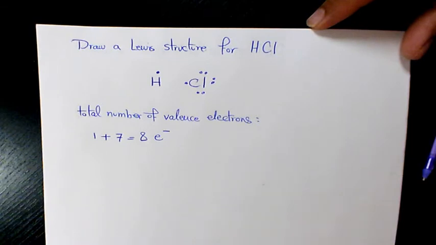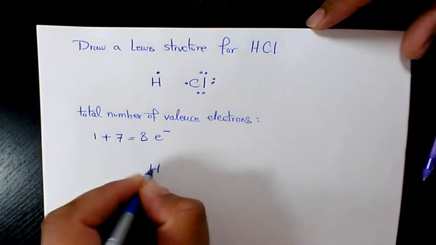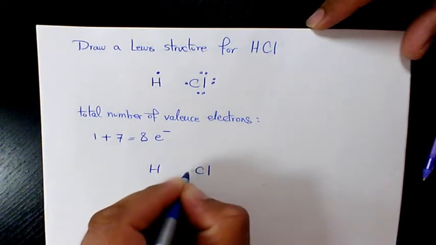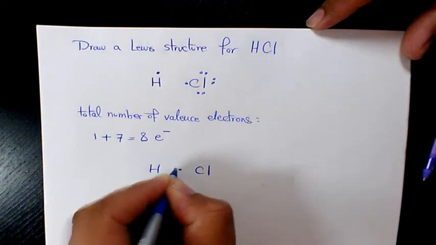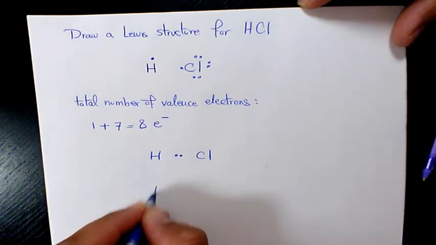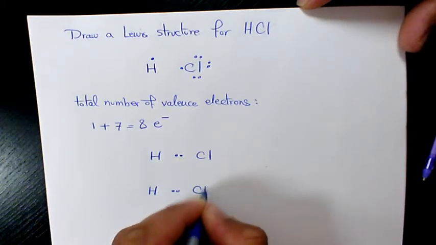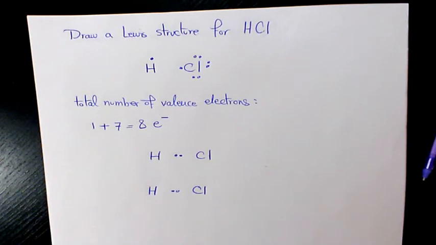Now next step, we need to place 2 electrons between the central atom and each of the surrounding atoms. So I'm going to have H Cl, and I'm going to put 2 electrons in between. So that's going to be step number 3. Step number 4: place lone pairs of electrons around each of the surrounding atoms.